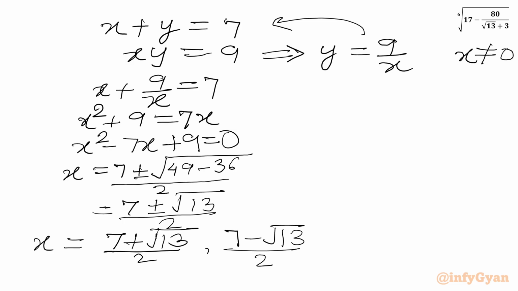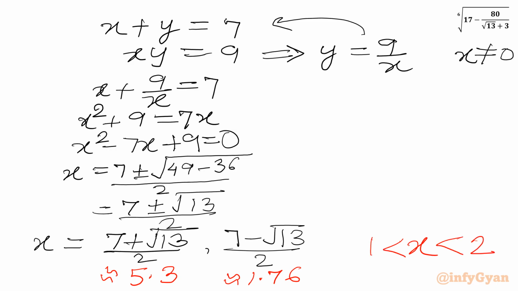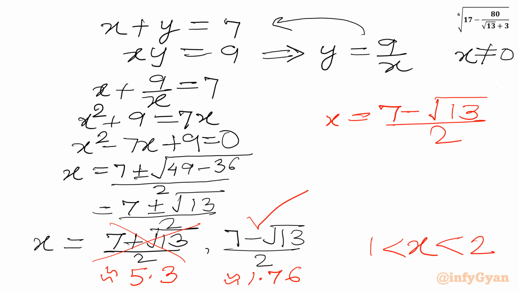Now if I find the approximate value, then 7 plus root 13 over 2 is approximately 5.3. And the approximate value of 7 minus square root 13 over 2 is approximately 1.76. Now the condition on x was x must lie in the interval 1 and 2. So this solution we are going to accept, and this will be rejected. So our denominator will be 7 minus square root 13 over 2. This is our denominator.